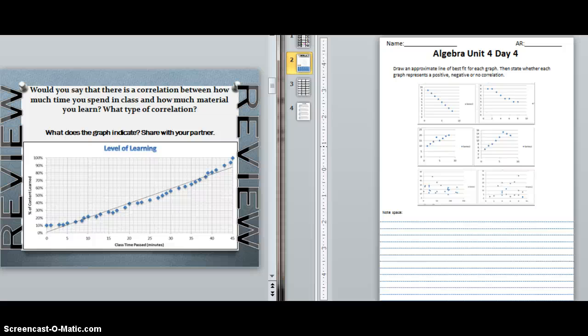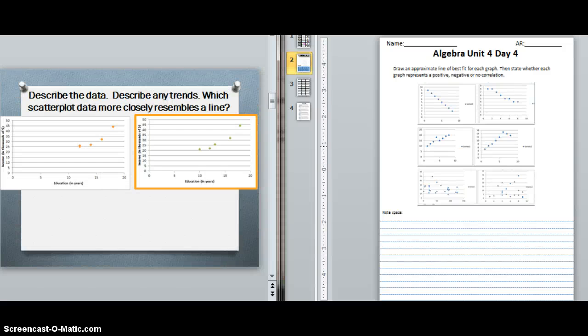For instance, here we have class time passed and then how much content has been learned. Just ask students a couple different questions to think about what type of correlation they would see there and what the graph seems to indicate. And then right around here, we're starting to extend into the idea of correlation coefficient because they're supposed to look at these two scatter plots, which are actually really, really similar, but they have slightly different data.